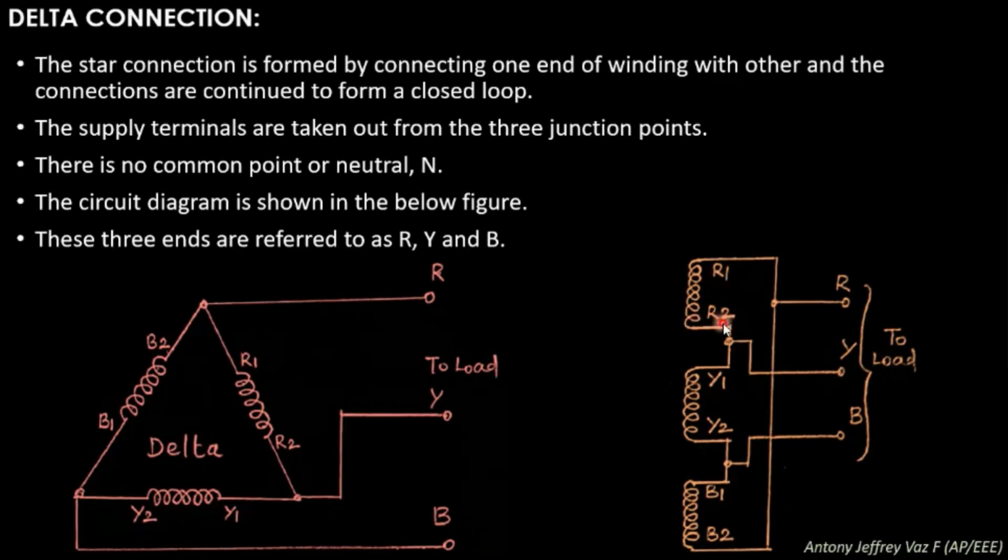You can see R1, R2, Y1, Y2, B1 and B2. You see R1 and B2 are connected. So what you need to do is connect R1 with B2 and take out R over here. Then you see R2 and Y1 are connected, so connect R2 with Y1 and take out Y over here. Next you see B1 and Y2 are connected, so connect B1 and Y2 over here and take out the line B over here. These three lines will be connected to your load.